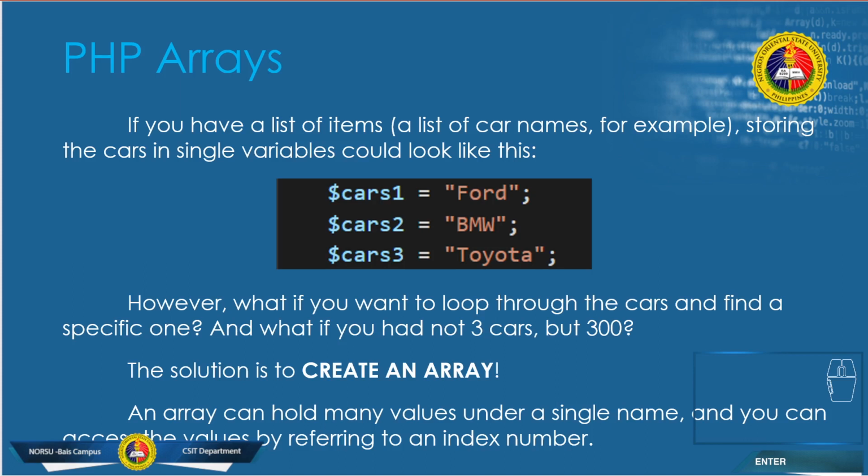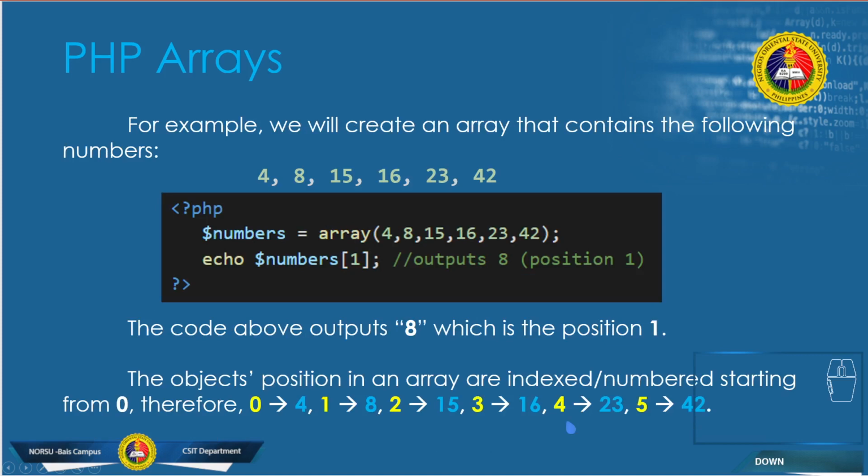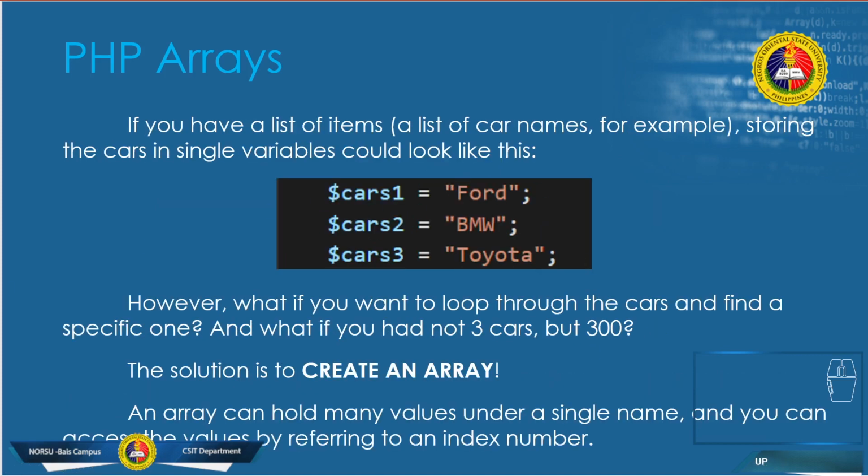So the solution is to create an array. An array can be useful if there are tons of values to be used in your program. If you have too many variables to use in your program, then disregard using variables and use an array. So that is the use of an array. An array can hold many values under a single name, and you can access the values by referring to an index number.